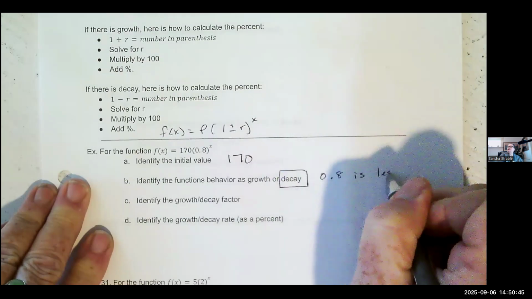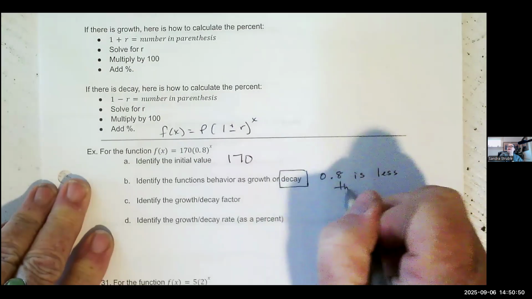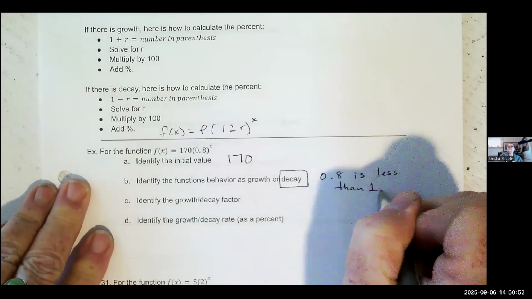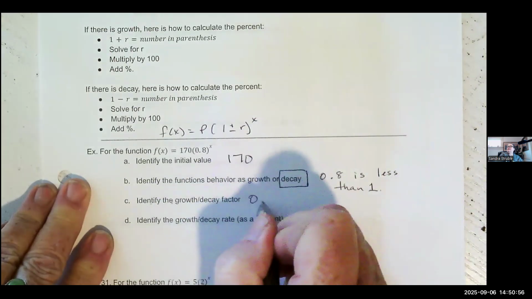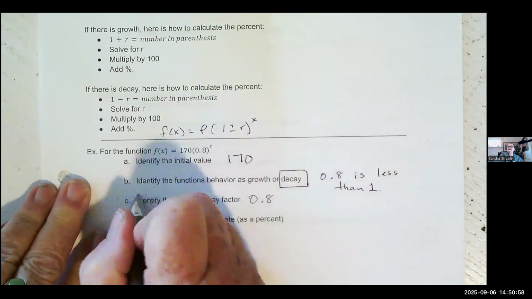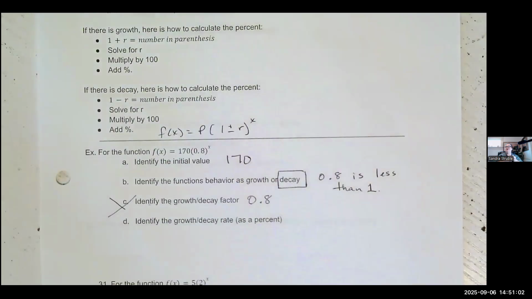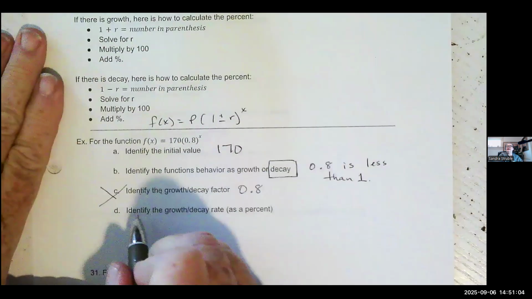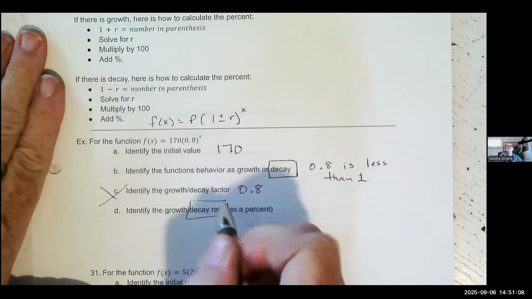I don't need you to do this on the exam, but I want you to understand it for your notes. Identify the growth decay factor. It is 0.8. You won't have to do this on your exam, but you will have to do this on your homework, so please make sure that you know that. And then lastly, identify the growth decay rate. So it's the decay rate that we're looking for.